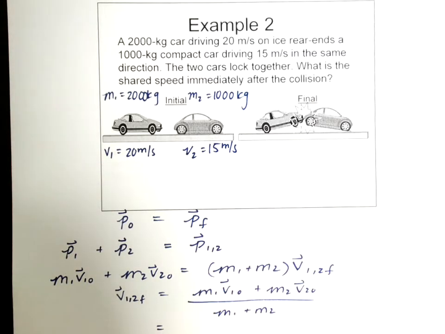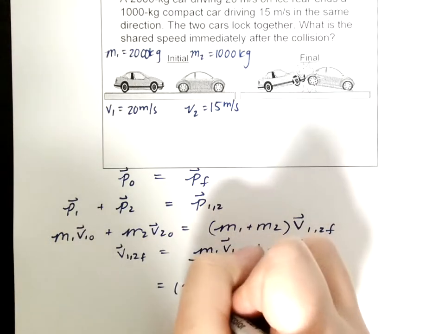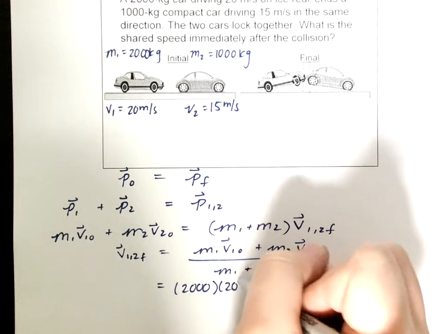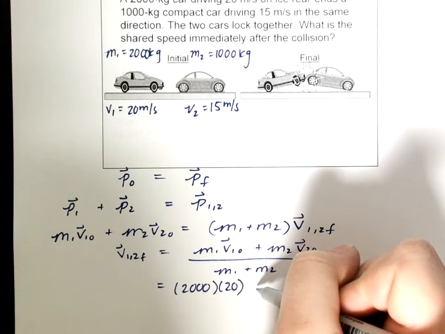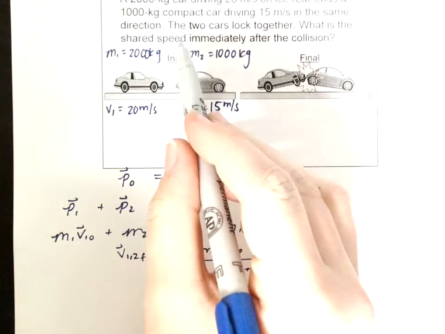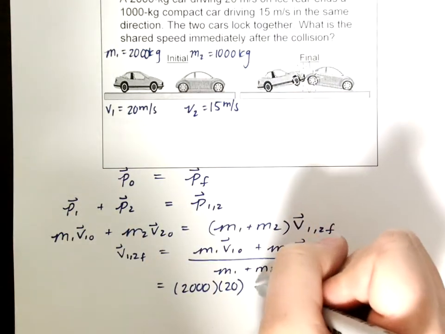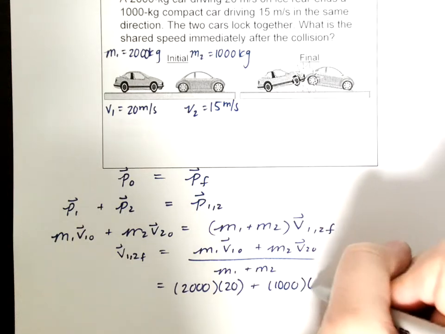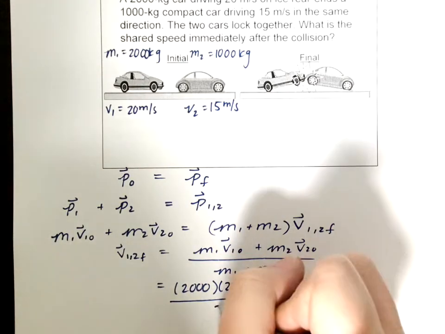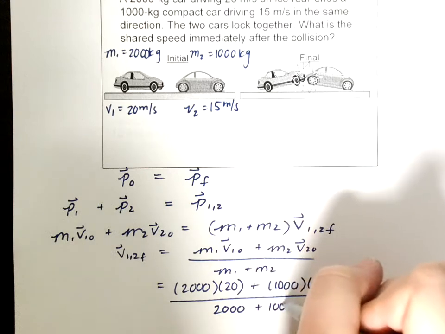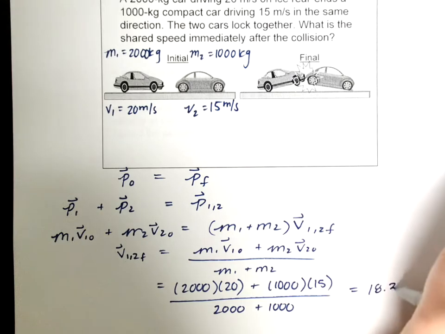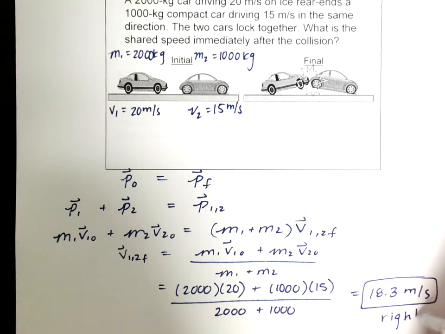And go ahead and plug in your givens. So our mass 1 was 2,000 kilograms. Our velocity 1 was 20, and it's to the right, so it's positive. And actually, they didn't tell you what direction, but you know they're going in the same direction, so it really doesn't matter. You pick the direction. So when you plug that in your calculator, you should get 18.3 meters per second to the right.